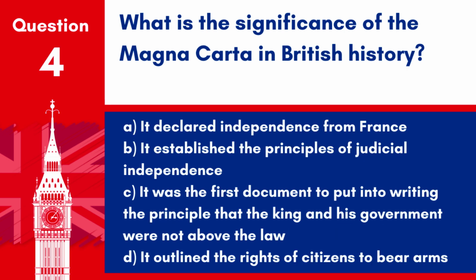Question 4. What is the significance of the Magna Carta in British history? A. It declared independence from France. B. It established the principles of judicial independence. C. It was the first document to put into writing the principle that the king and his government were not above the law. D. It outlined the rights of citizens to bear arms.